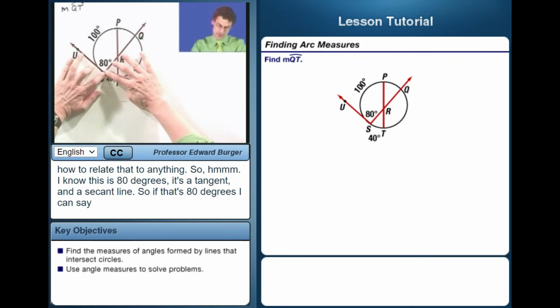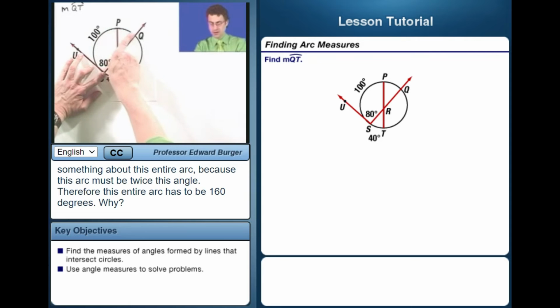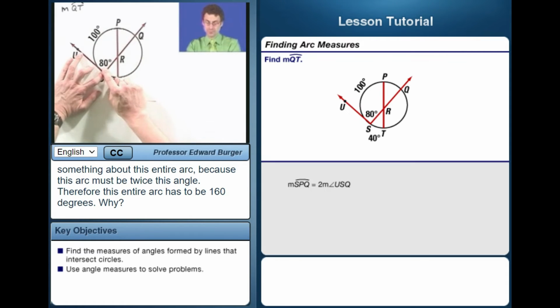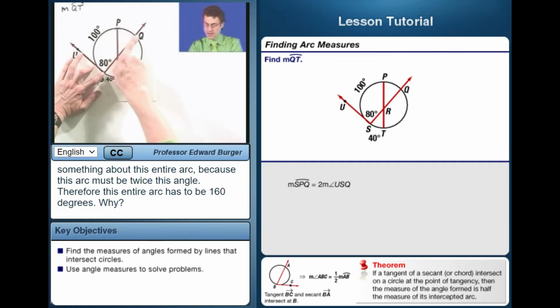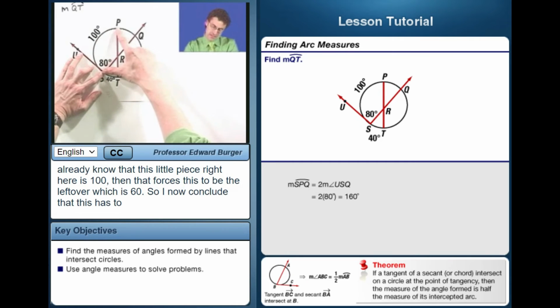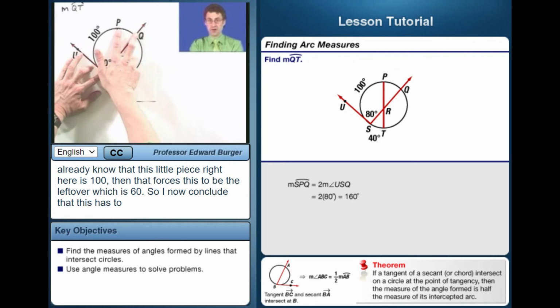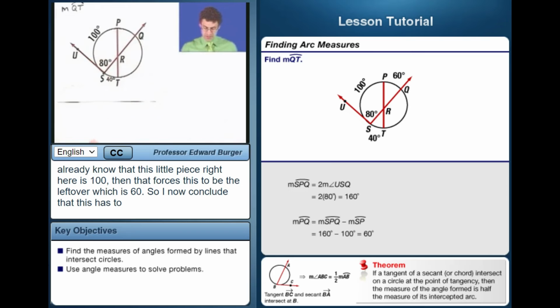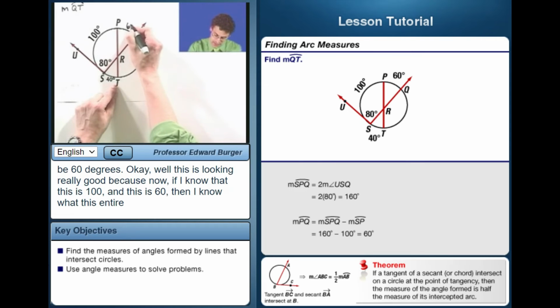So actually, if that's 80 degrees, I can say something about this entire arc, because this arc must be twice this angle. So therefore, this entire arc has to be 160 degrees. Why? Because we know the angle has to be half of the arc. So the arc has to be 160, so the angle could be 80. Well, if this entire arc is 160, and we already know that this little piece right here is 100, then that forces this to be the leftover, which is 60. So in fact, I now conclude that this has to be 60 degrees.